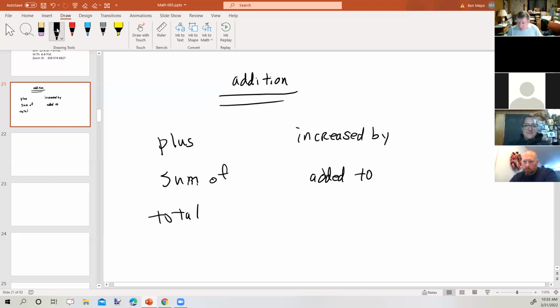Oh, and then how about this? More than. 7 more than 3 would be 3 plus 7. So here we have some words or expressions that imply addition. Any question about any of these examples before I go on?